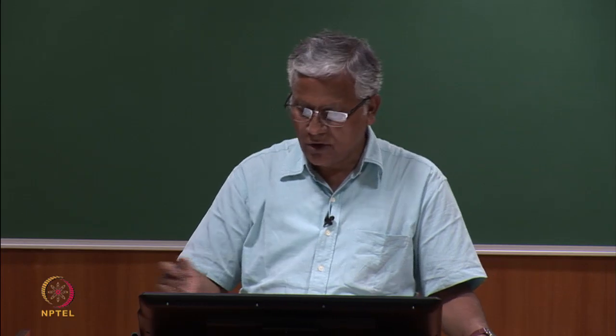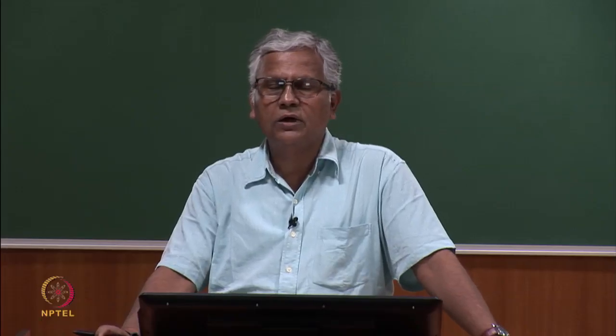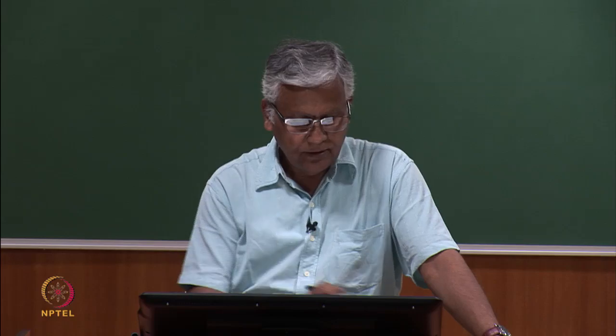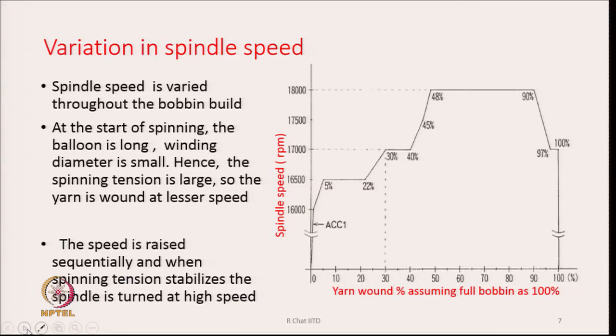The whole purpose of changing the spindle speed with the increase in bobbin size is basically to ensure that we do not encounter too many end breaks. To avoid end breaks, we have to reduce tension, and the only, or most convenient, way to change tension during the spinning operation is the spindle speed.